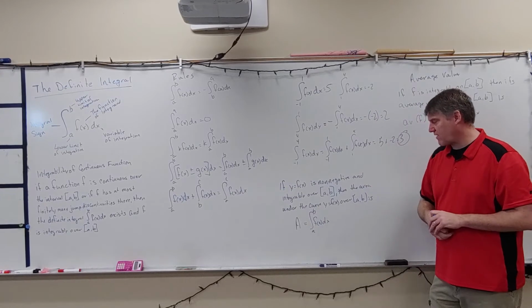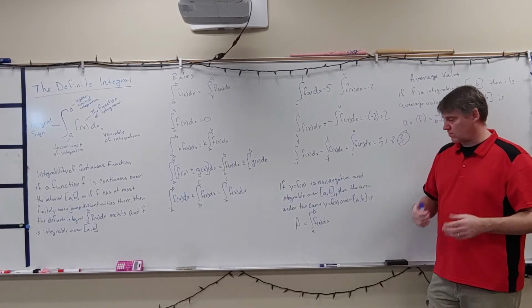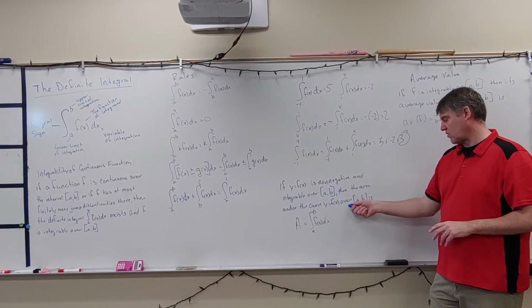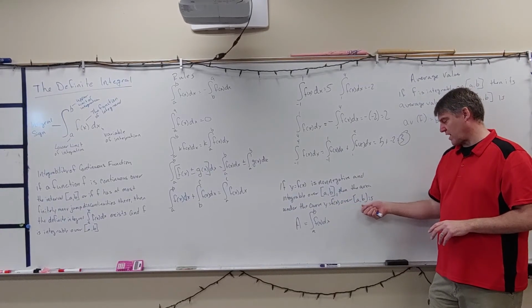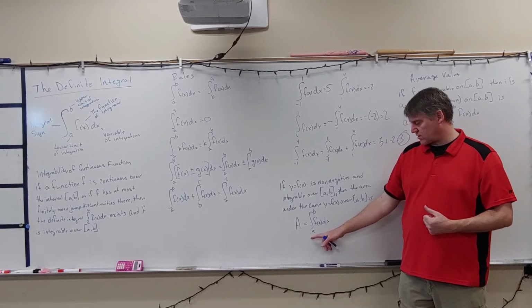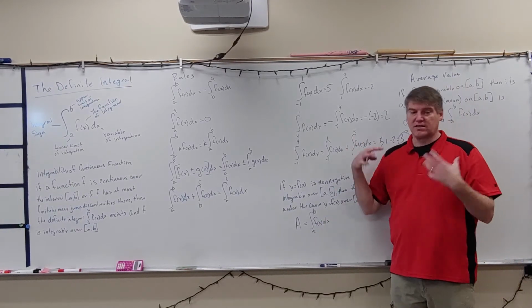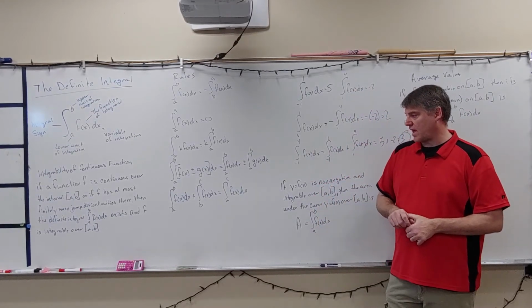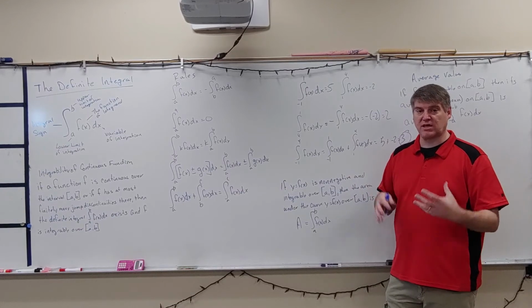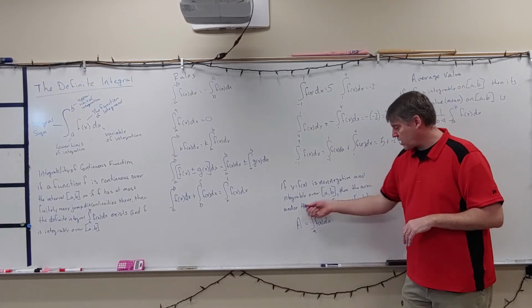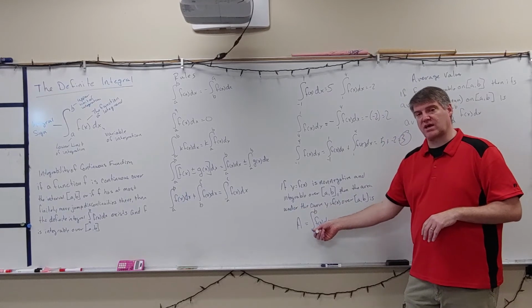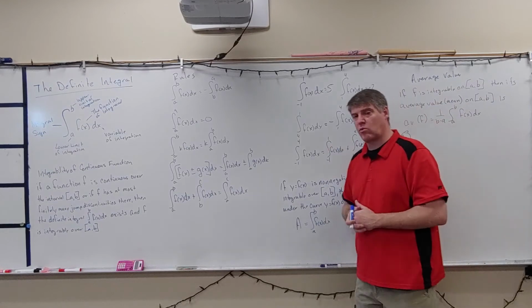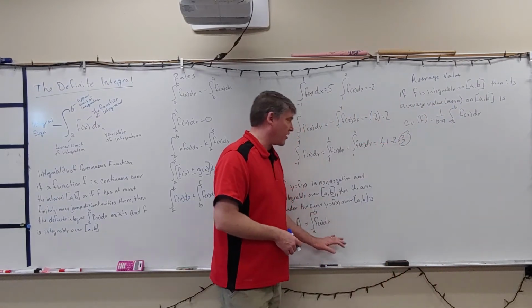If y equals f of x is non-negative and integrable over a to b, then the area under the curve y equals f of x over the closed interval a to b is the area equals the integral from a to b of f of x dx. Last time we talked about using rectangles, and this is kind of where Riemann sums come in, the more we take. We are going to look at this area as being the integral from a to b of f of x dx. Very important to understand that that's our area formula.